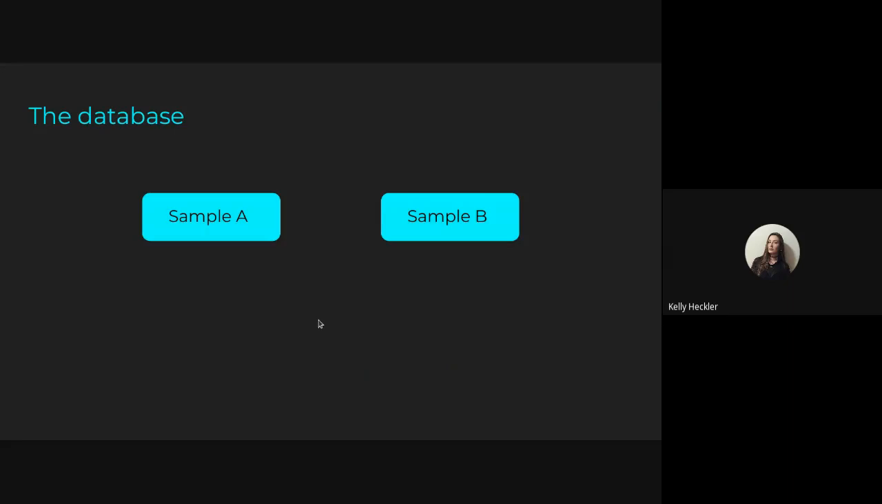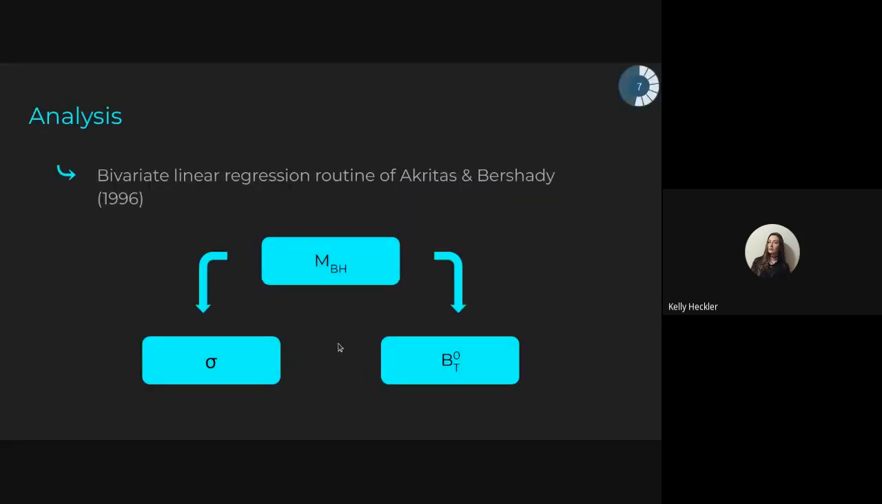And they also corrected the sigma measures to a common system, transforming all velocity dispersions to the equivalent of an aperture of 1/8 effective radius. Then, the authors use a bivariate linear regression routine to find linear correlations between the logarithm of the black hole mass and both the absolute blue luminosity and the logarithm of the central velocity dispersion, taking the black hole mass as the dependent variable.